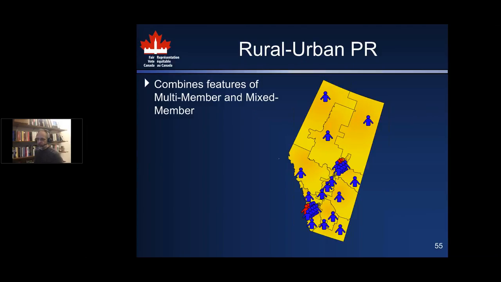So, as I've strongly hinted already, it combines features of the multi-member and the mixed-member. We're going to take Alberta as an example. In the 2015 election, Alberta elected, I think it was 34 MPs that look about like this. You'll see the concentration of MPs right smack in the center, that's Edmonton, and another concentration in the lower left, that's Calgary. But otherwise, it's pretty sparse.